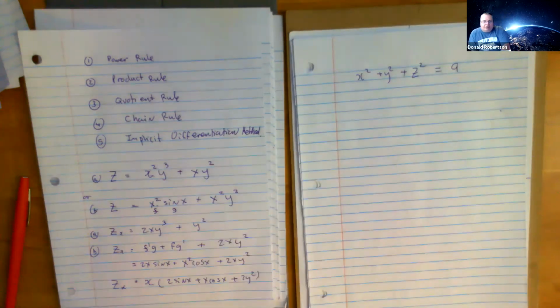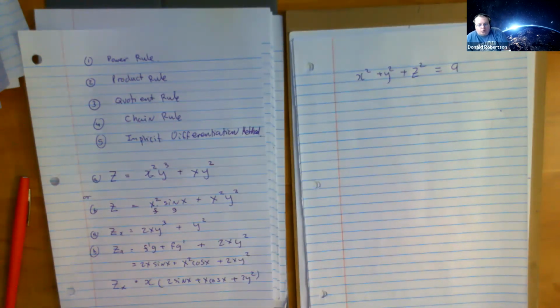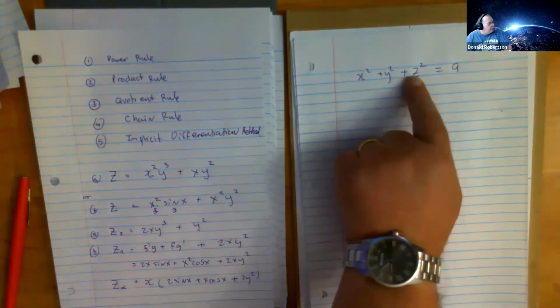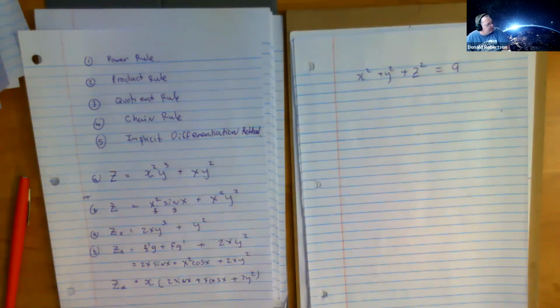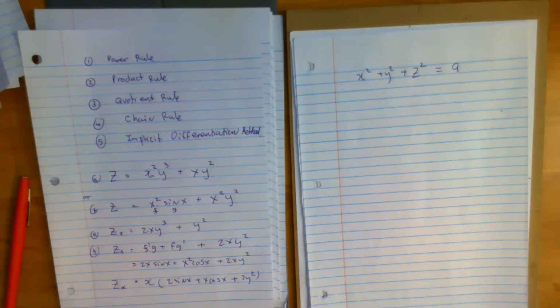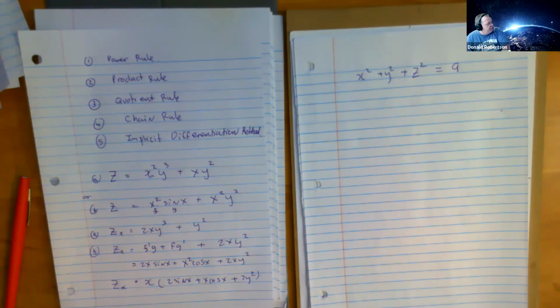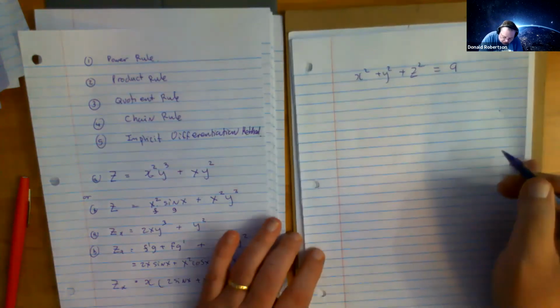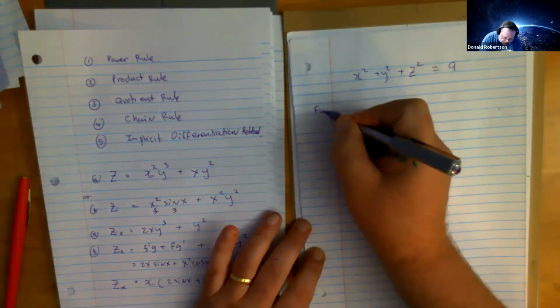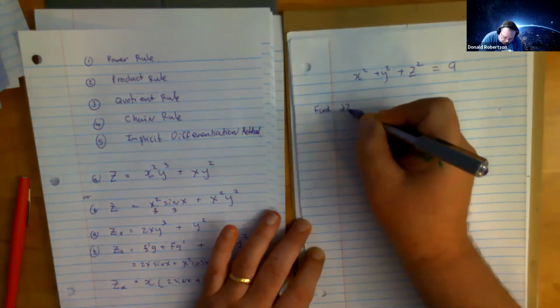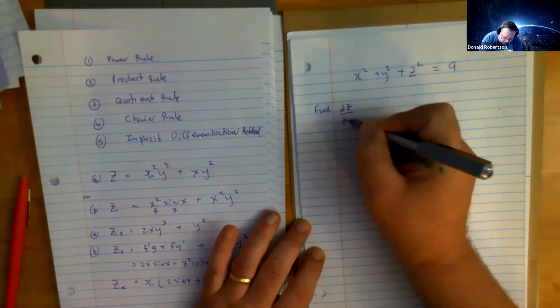Does anybody recognize what in 3D space all the points that this was true for would look like? Sphere, radius 3. Right, the surface of a sphere, radius 3, agreed. Now, suppose I was being asked to find the partial derivative of z with respect to x.